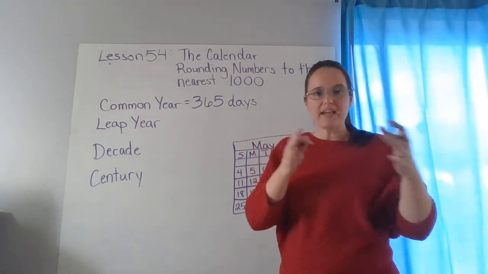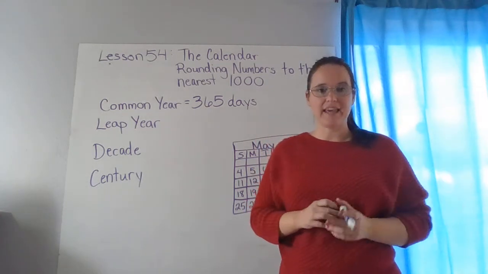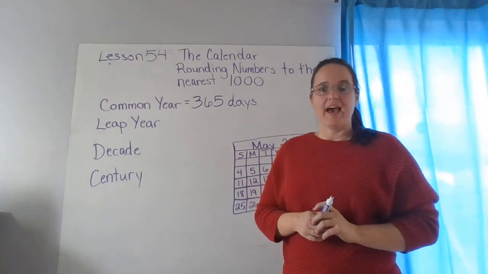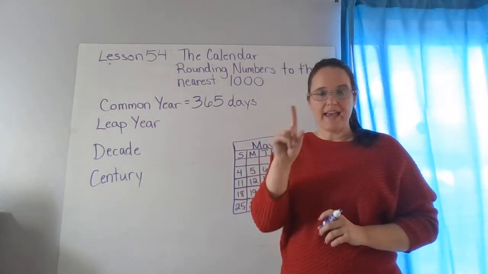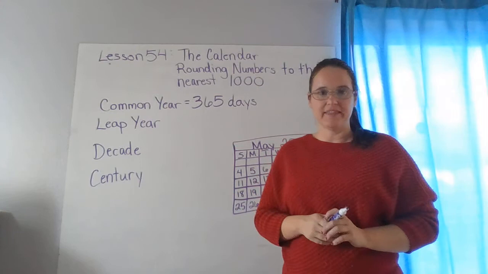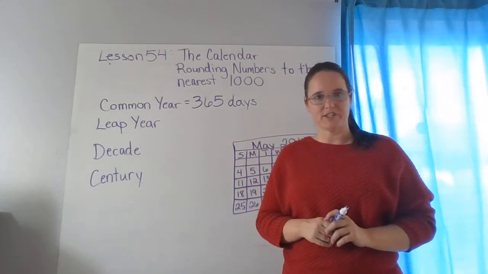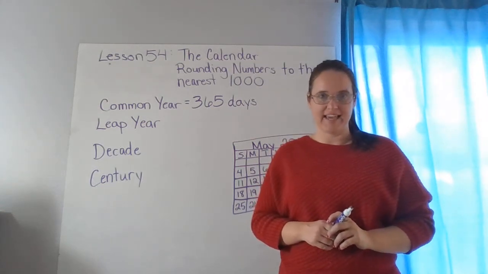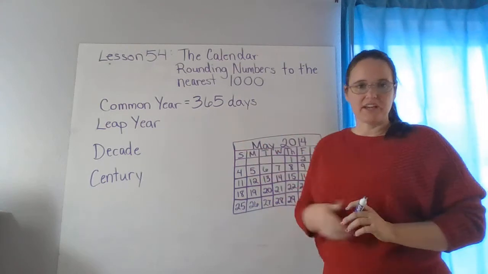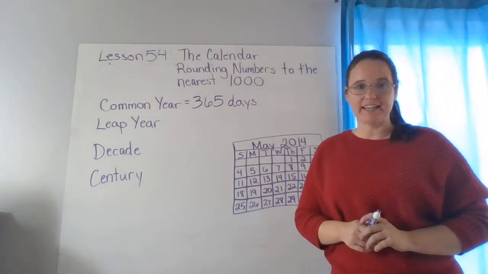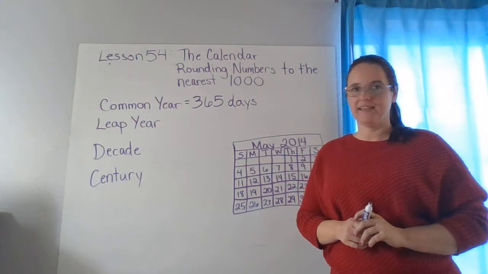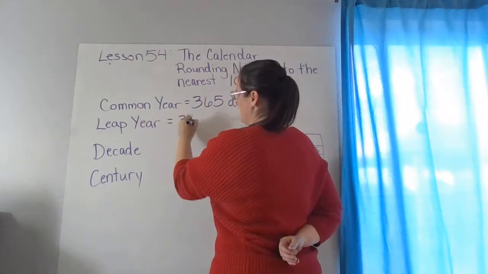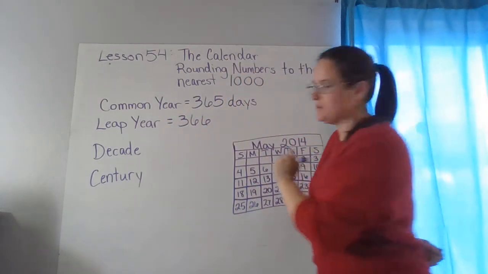Now, we have 3 common years, and then we get a leap year. Every 4th year is a leap year. A leap year is when one extra day gets added onto the month of February. February usually has 28 days, and during a leap year, February has 29 days. So if a common year has 365 days, how many days would be in a leap year? Yell it out at the screen. If you said 366, you would be correct.